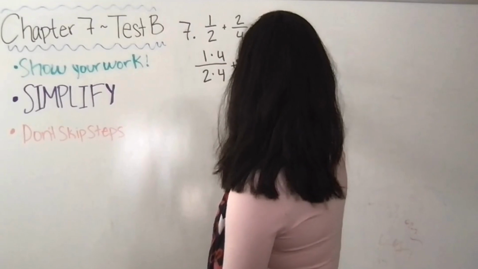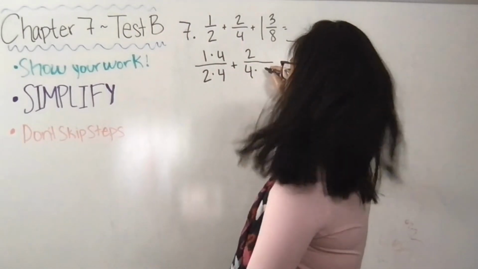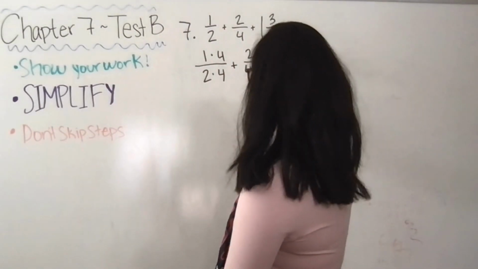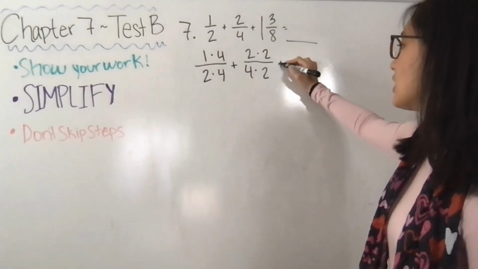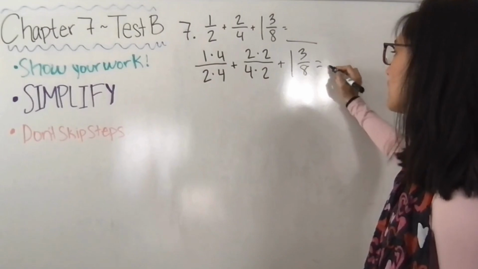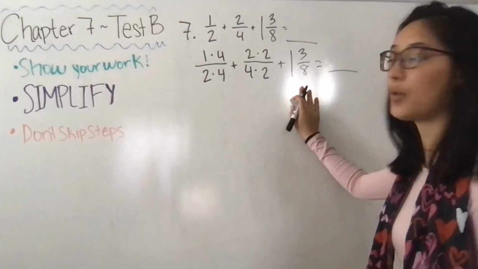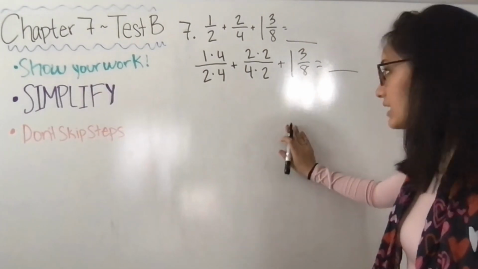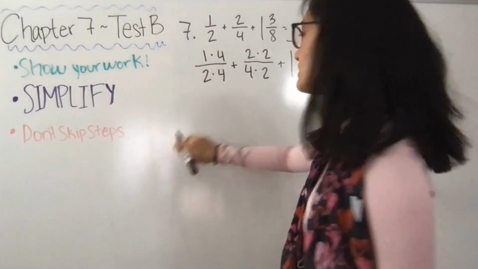How many times does 4 go into 8? 2 times, because 2 times 4 is 8. What you do to the top, you have to do to the bottom. And we can leave this 1 3/8 the same, because we know that 8 is our common denominator, because both 2 and 4 go into 8. Now, show your work. Don't skip any steps.